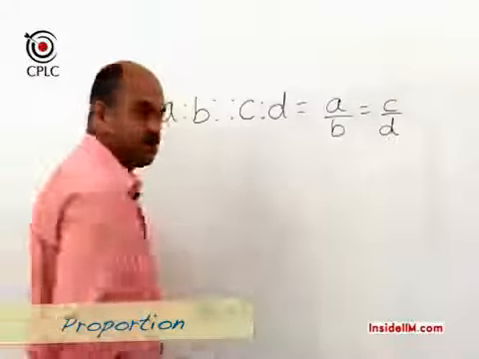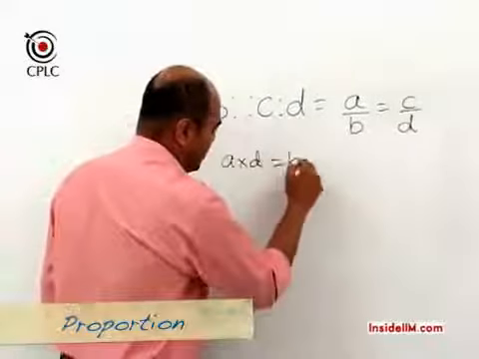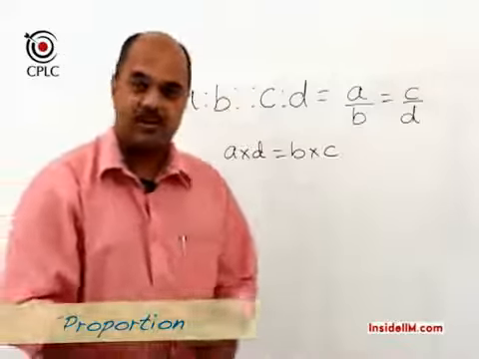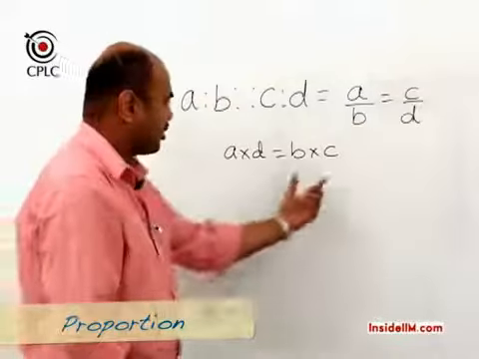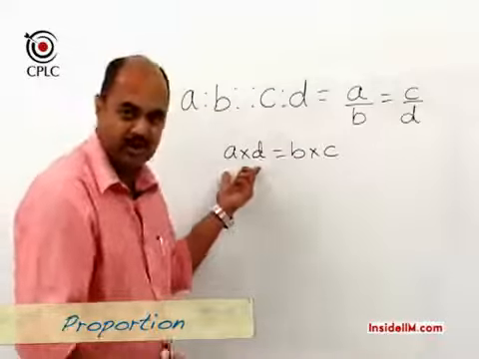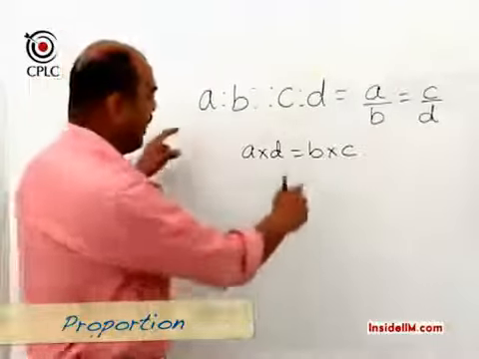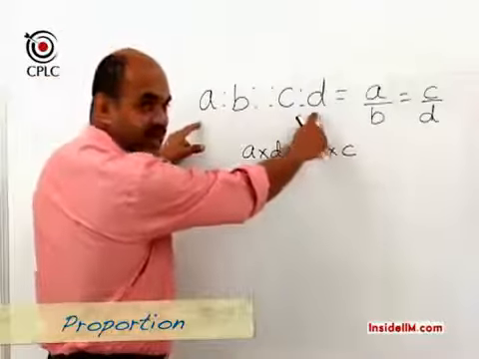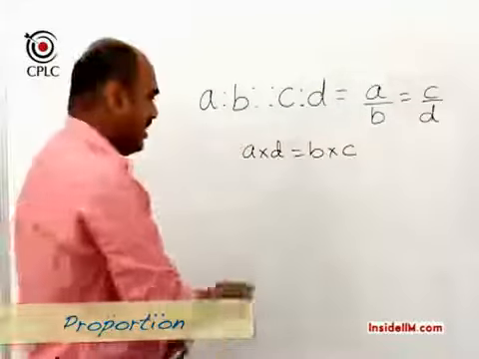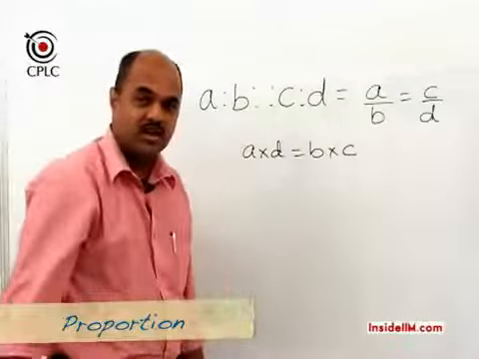Now what is the implication of this? If we cross multiply, we would get A into D is equal to B into C. And this is very commonly referred to as product of the means is equal to product of the extremes. So what that means is when we take 4 terms in proportion, the two end terms are referred to as the extremes and the two middle terms are referred to as the means, and hence we say product of the means is equal to product of the extremes.